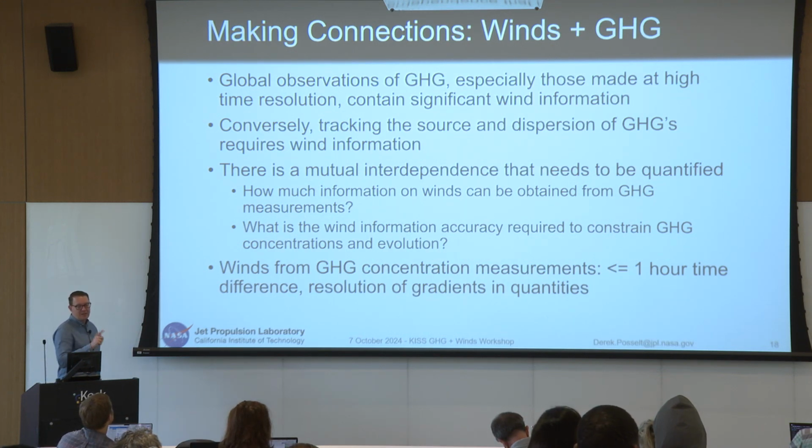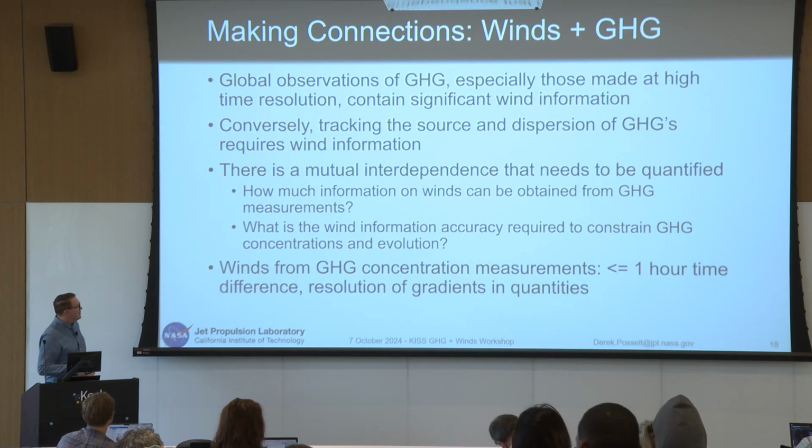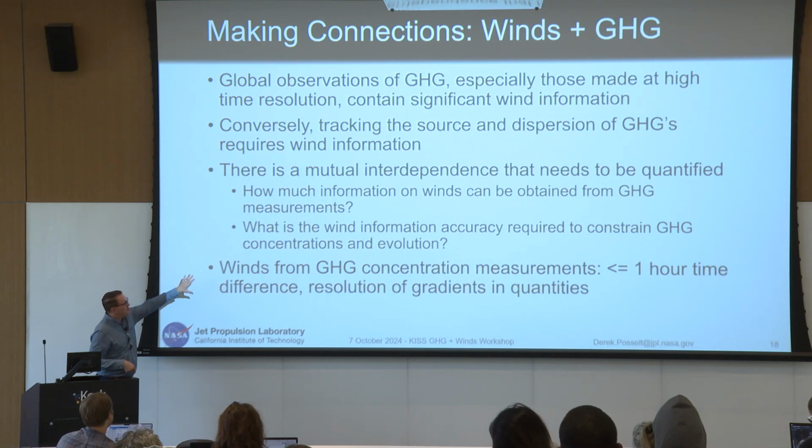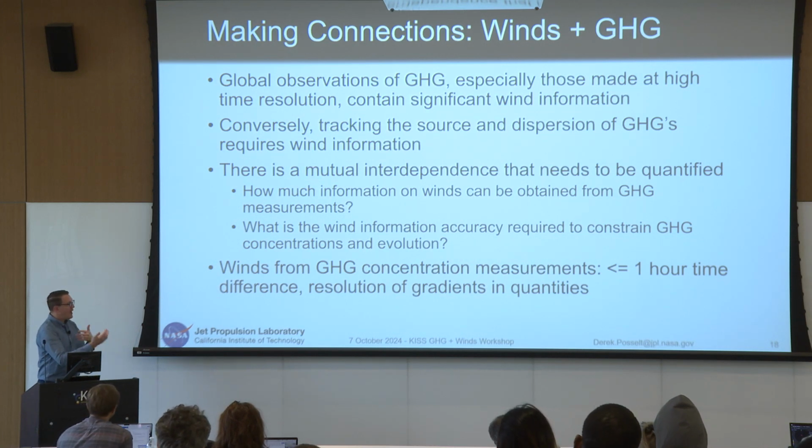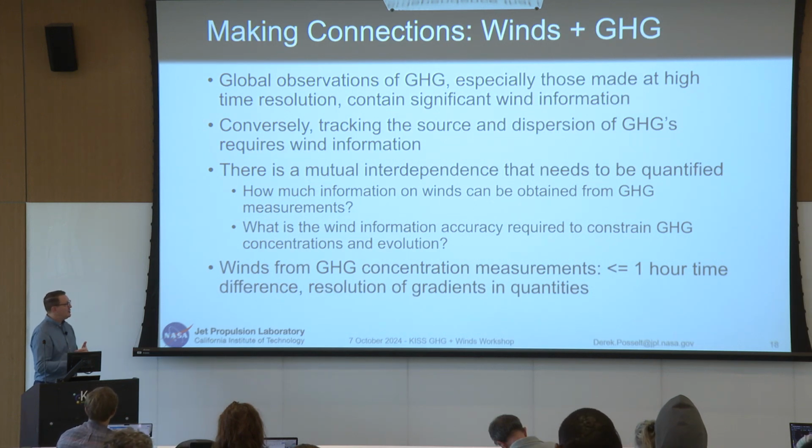The question then that I think we need to start to wrestle with is, how much information on winds can we get if we're making better estimates of greenhouse gases? And what is the accuracy you need? And where do you need it to be able to constrain greenhouse gases and evolution? Just a couple of base requirements. All you really need to get winds from greenhouse gas concentration measurements is somewhere on the hourly timescale difference, and then resolution of gradients. Once you have those, you can derive a wind.